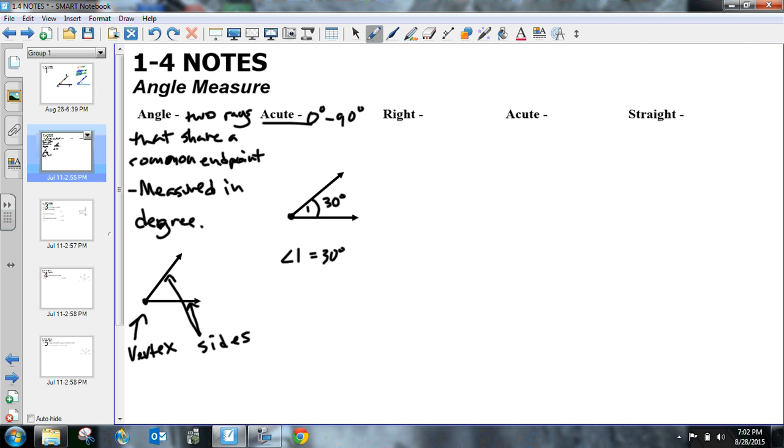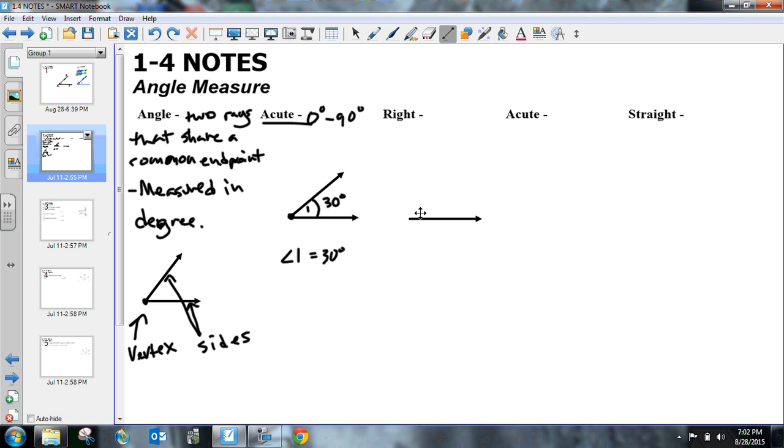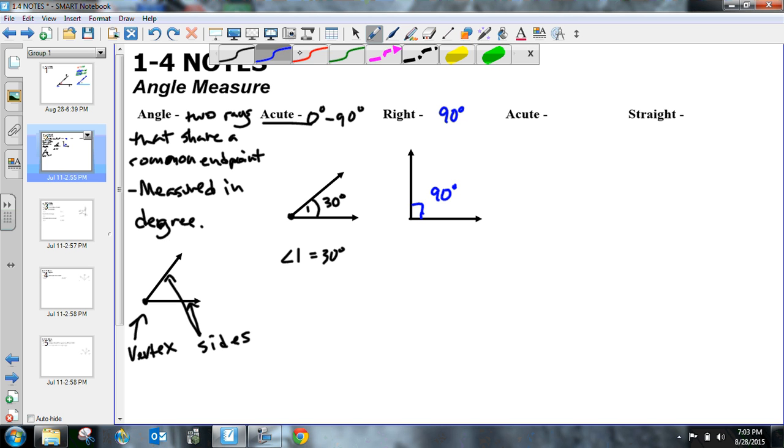Another angle that we have is a right angle, and these are really, really important angles. There's a lot of math that goes on if you have a right angle. It's a 90-degree angle. There's only one kind of right angle, and that's a 90-degree angle. There are an extraordinary amount of acute angles between 0 and 90, but a right angle is only 90 degrees.